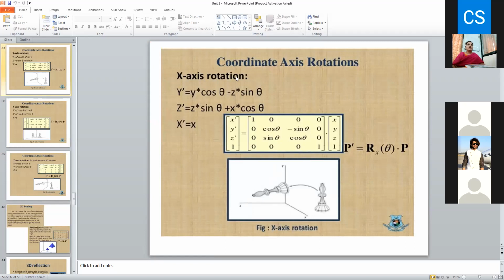See here, x-axis rotation, it is shown here. Now, whenever the rotation about any axis is carried out, that particular coordinate remains constant. That means here the rotation is carried out along the x-axis, so x will remain constant. Only y and z will be changing. Why is it so? I will show you one diagram.